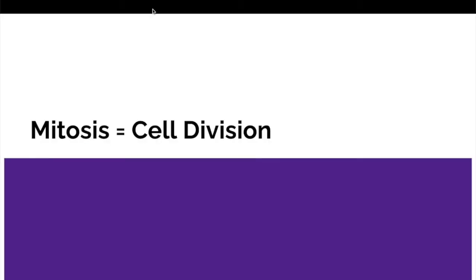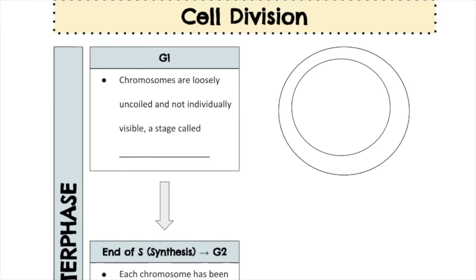All right, now let's dive into the process of cell division, which is called the process of mitosis. This will be another set of drawing notes, so watch the video and follow along carefully as you draw along with me. Let's illustrate the process of cell division. We are going to start at the beginning of the cell cycle in interphase. So that means we're starting in G1. During G1, the chromosomes are loosely uncoiled and they are not individually visible, which means that the DNA is in a stage called chromatin.